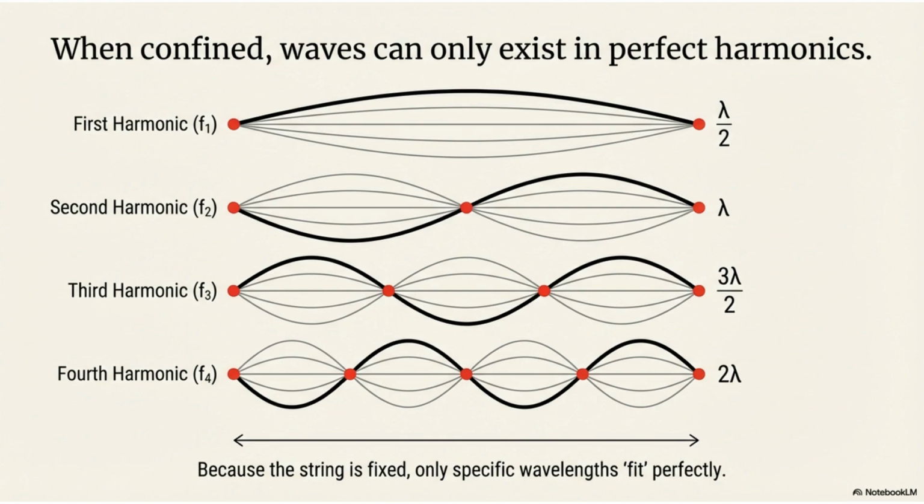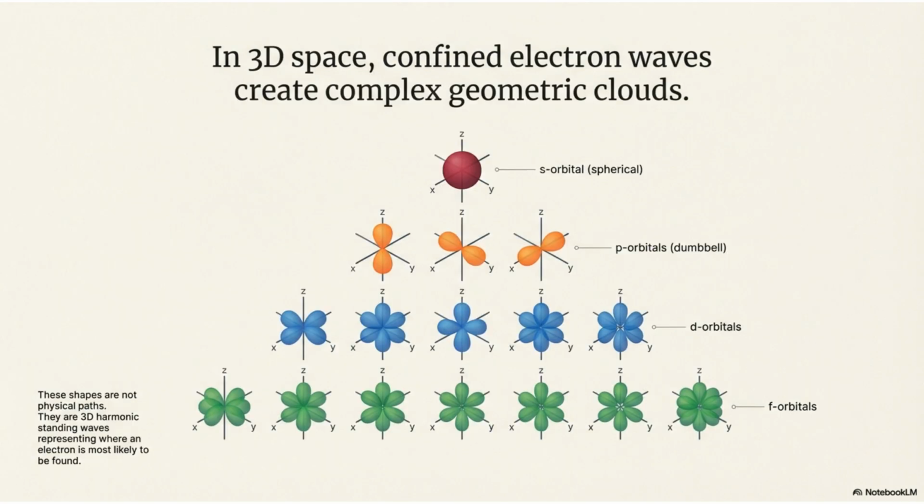fourth harmonics shown here. In three-dimensional space, confined electron waves create complex geometric clouds known as orbitals. These shapes, such as s orbitals, spherical, and p orbitals, dumbbell, are not physical paths but represent where an electron is most likely to be found.